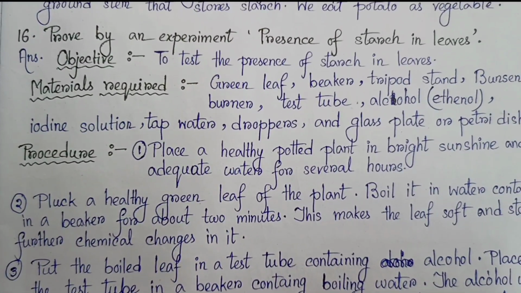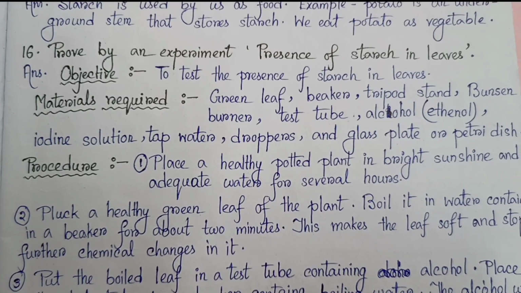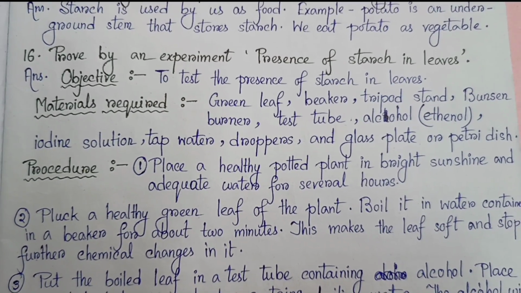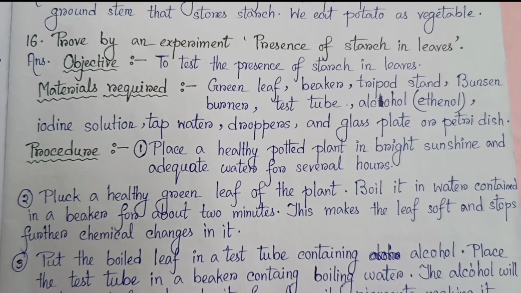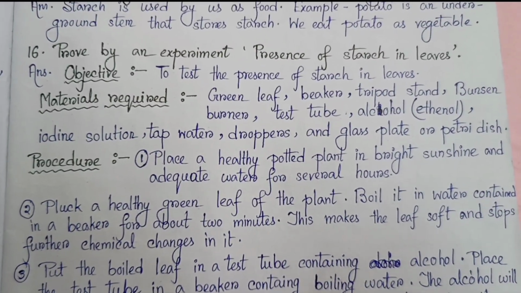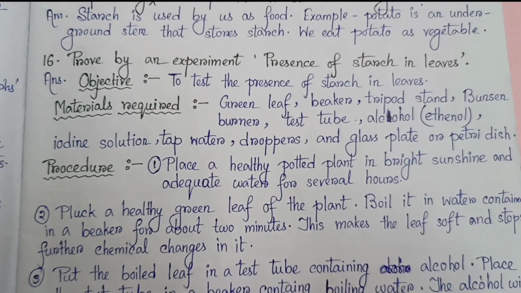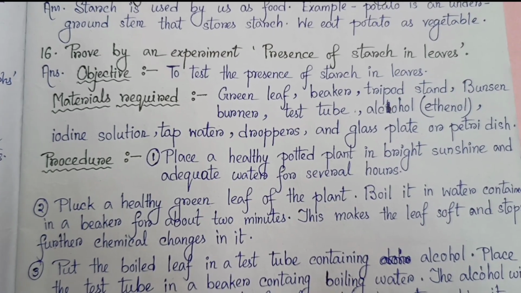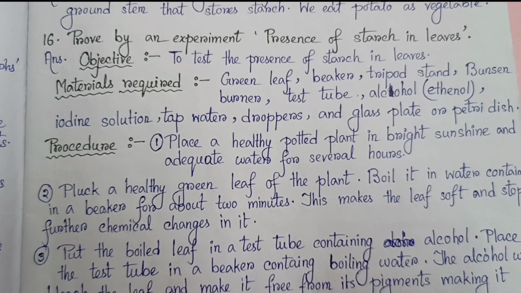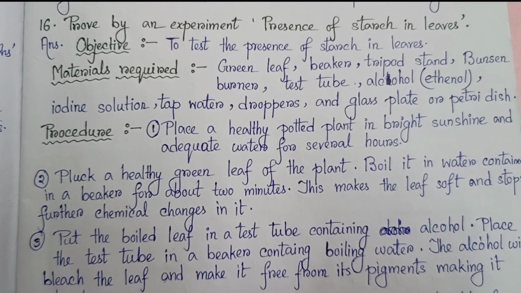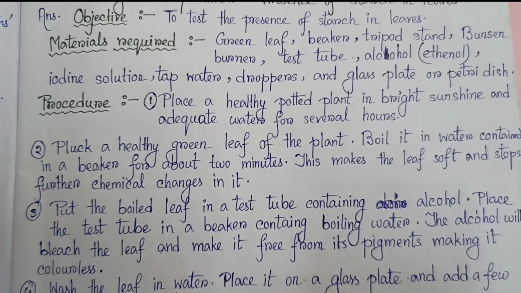Number 16. Prove by an experiment presence of starch in leaves. Object: to test the presence of starch in leaves. Materials required: green leaf, beaker, tripod stand, Bunsen burner, test tube, alcohol, ethanol, iodine solution, tap water, droppers, and glass plate or petri dish. Procedure.